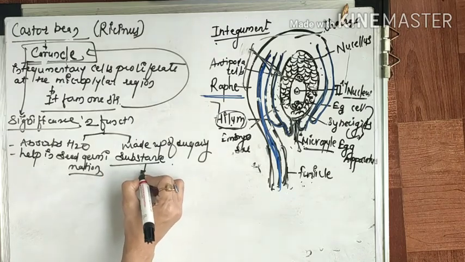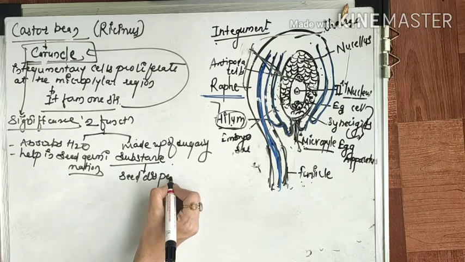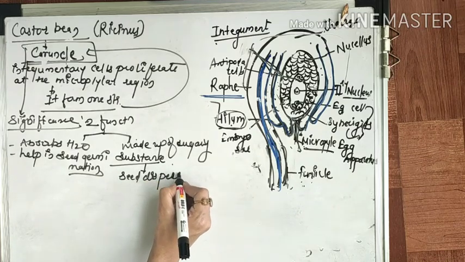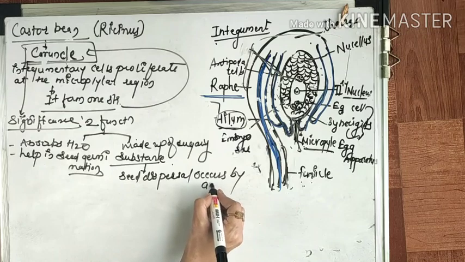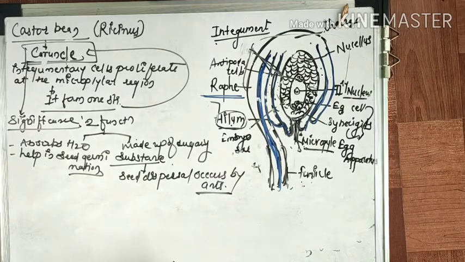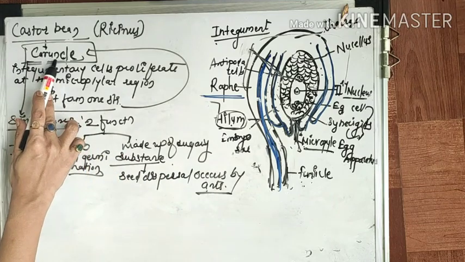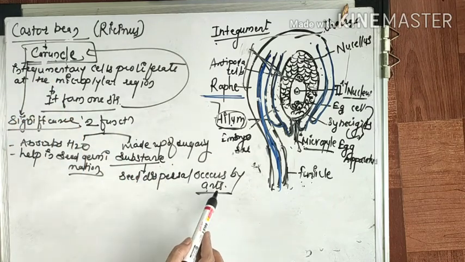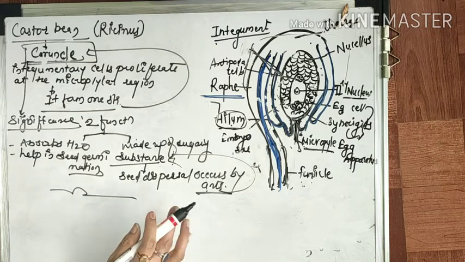Here I am talking about seed dispersal, that is, spreading. Seed dispersal occurs by ants because ants are sugar lovers. They always get attracted to sweet substances, and this caruncle is made up of a sugary substance, so it attracts the ants, and the ants disperse the seeds anywhere. Once they get favorable conditions, the new plants germinate. So this is all about the integument.